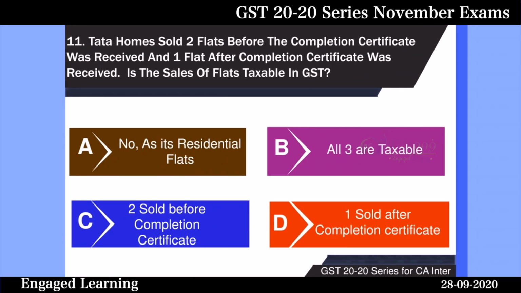Tata Homes sold 2 flats before the completion certificate was issued and 1 flat after completion certificate was received. Is this sales of flats taxable in GST? Option A, no, as it is residential flats. Option B, all 3 flats are taxable. Option C, 2 flats sold before completion certificate. And option D, 1 sold after completion certificate.